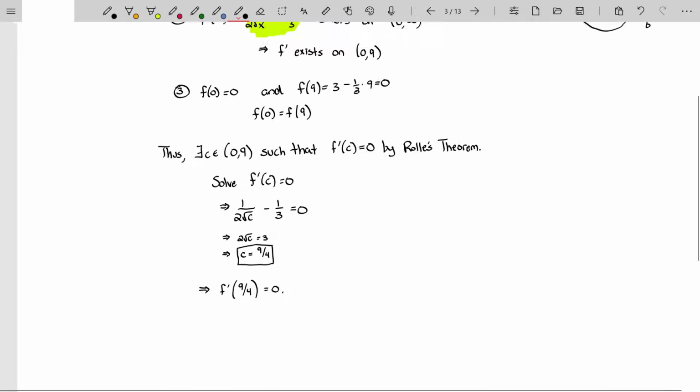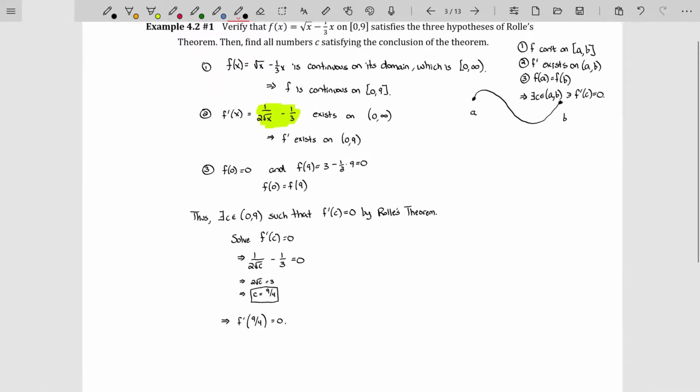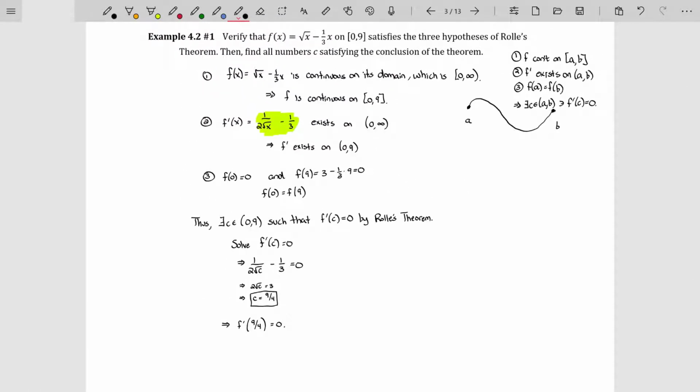So that's a full kind of rote typical example of using Rolle's theorem. You're handed a function, you're asked, hey, is there a point in between 0 and 9 where the derivative is 0? And it's worthwhile, before calculating that, to determine if that point can even exist.